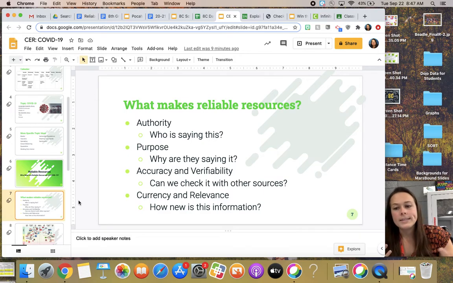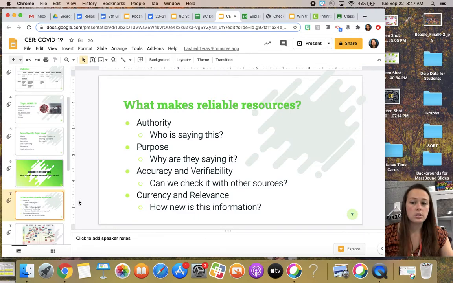So the purpose: why are they saying it? What's their purpose? Do they want to spread more information? Do they want to encourage you to try a certain thing? Why are they saying it? The accuracy and the verifiability. Basically, can we check other sources? Are other sources going to say the same thing?